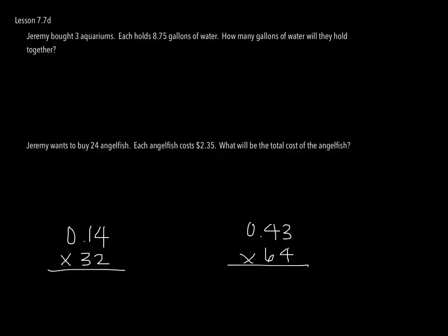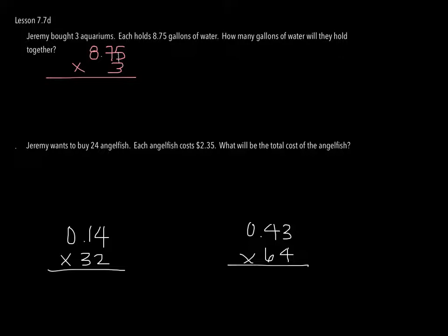All right, for the first problem, we're going to take 8.75. We're going to multiply that by 3. I'm going to use traditional method for this problem, and I will hopefully do lattice method for the next problem. Okay, what I'm going to do is I'm going to start with multiply by 3.